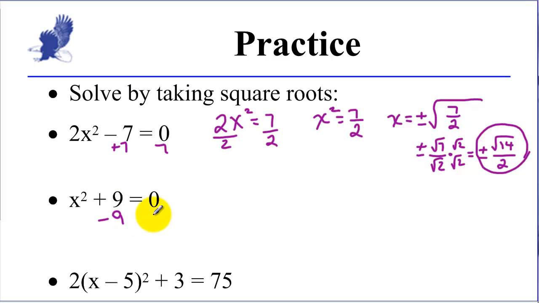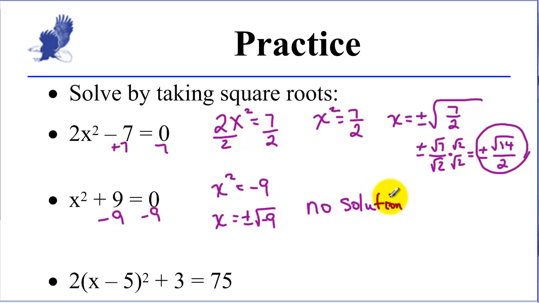Here we subtract 9, and we get x squared equals negative 9, and we take the square root of both sides, and we get plus or minus the square root of negative 9. But we learned earlier that there is no real number solution for this, so this equation has no solution.